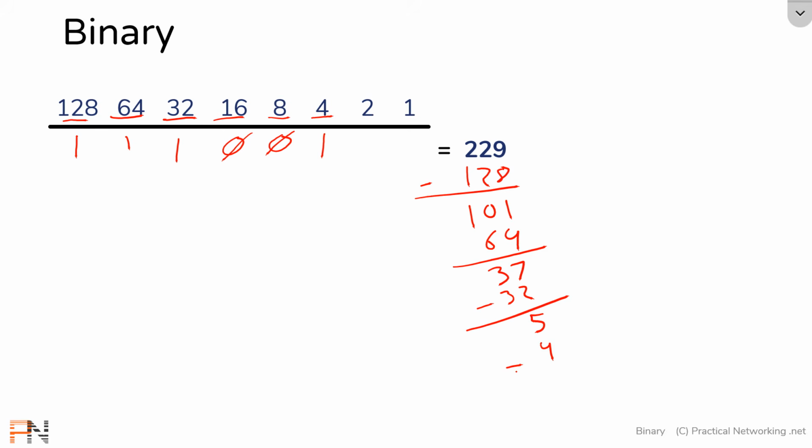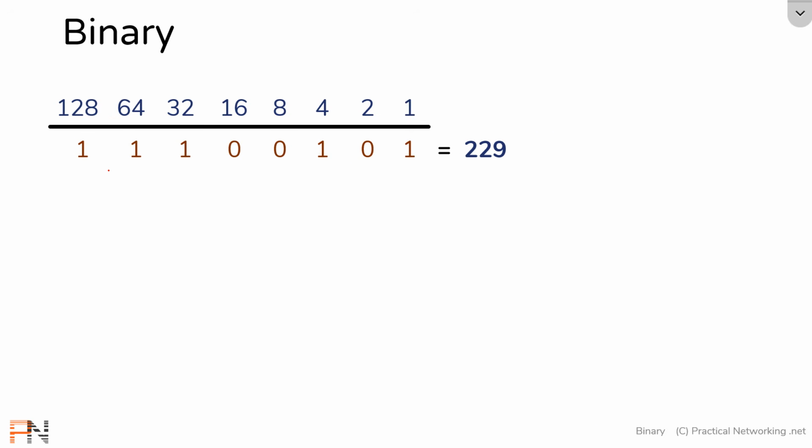And then we subtract out 4, leaving us with 1. Can we subtract 2 from 1? No, we cannot. That column is a 0. Can we subtract 1 from 1? Yes, we can. And we end up with 0, which means the decimal digit 229 correlates to the binary value of 11100101. Now let's do one more.